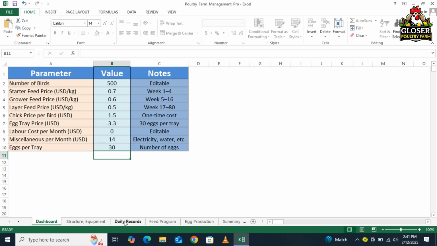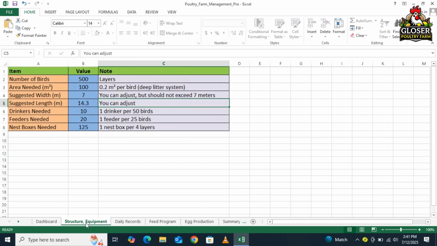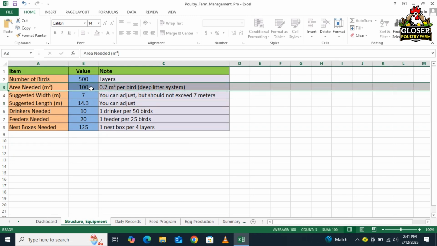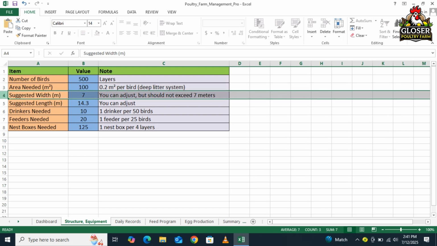From here, we move to the structure and equipment sheet. Since we entered 500 birds, the tool immediately tells me how much space I'll need for housing. It recommends 100 square meters of space if I'm using the deep litter system. To get the 100 square meters of space, the tool suggests a house that is 7 meters wide and 14.3 meters long.